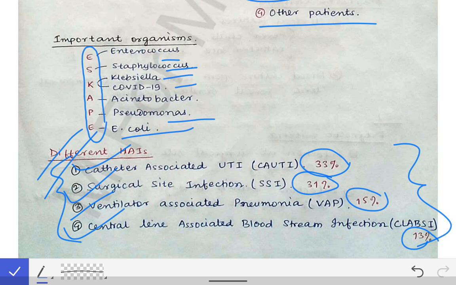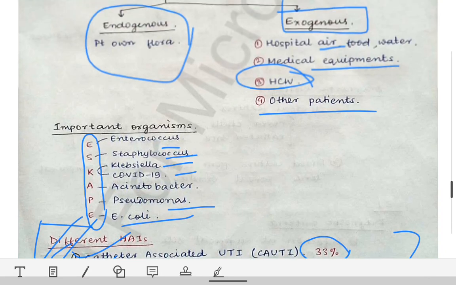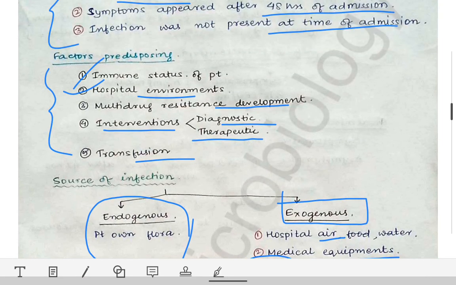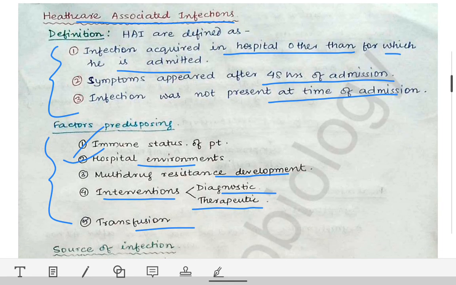We will see the different diagnostic criteria of these healthcare associated infections in a different video. So that's all for the first part of healthcare associated infection. This is a very easy topic and easy to remember.